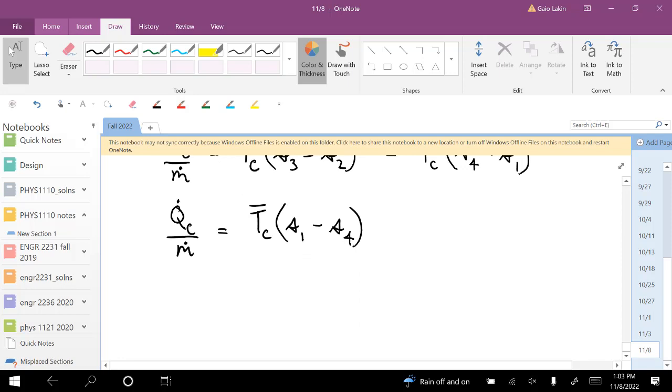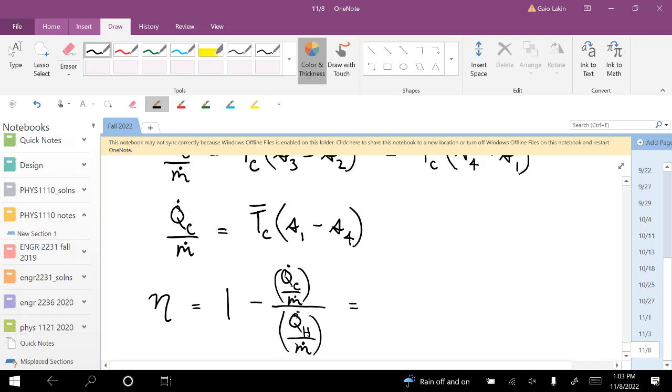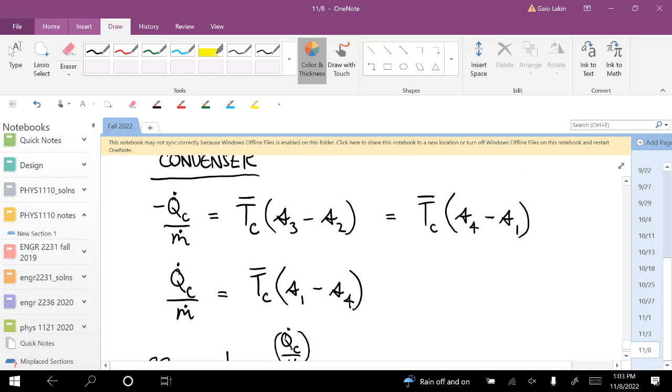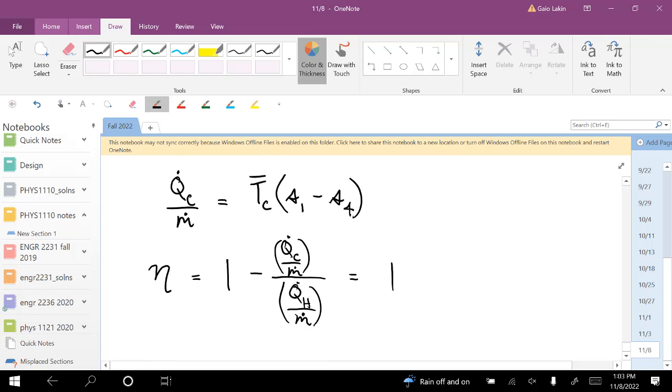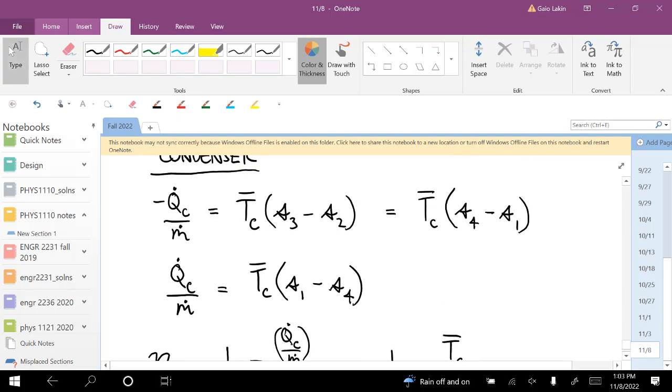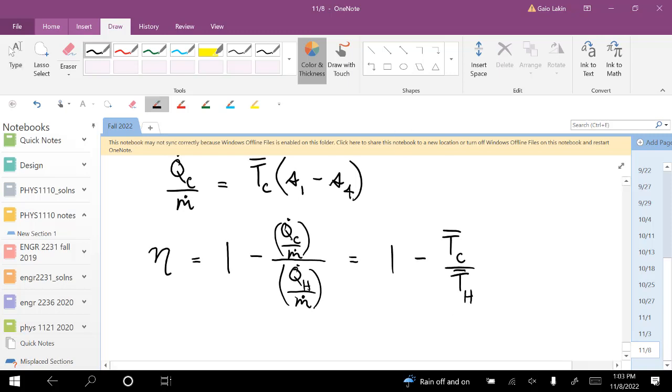And now plug these into one of our two expressions for the thermal efficiency. Eta is equal to 1 minus Q C dot over m dot divided by Q H dot over m dot. And that gives you 1 minus T C average over T H average, because the s1 minus s4s cancel out. You see that? I'll write that out.